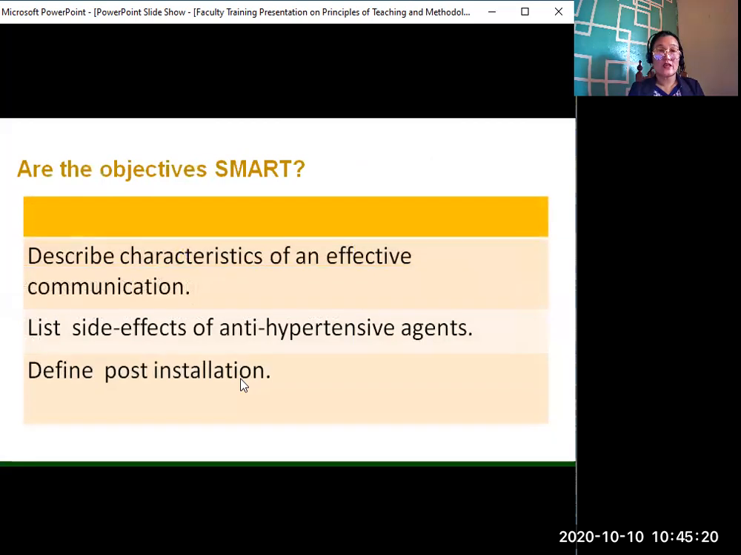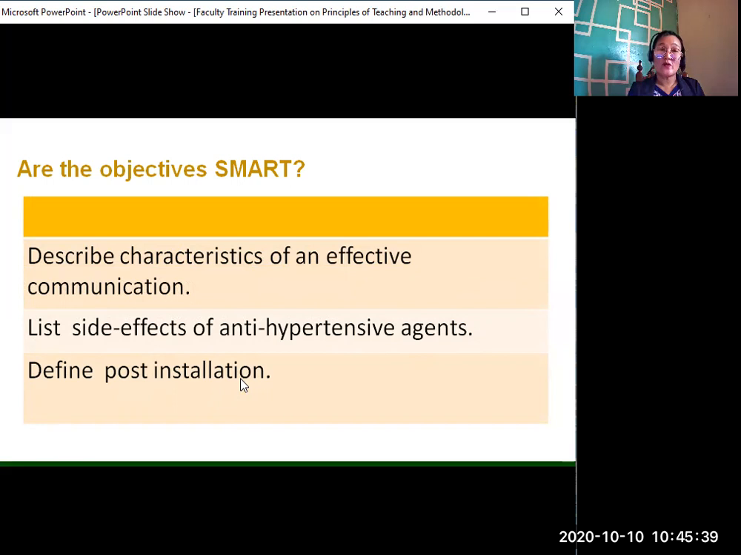Now, let us look at the sample objectives here in this slide. There are 3 instructional objectives written here. Now, my question is, are the objectives SMART? Specific, measurable, attainable, resourced, and time-bound?